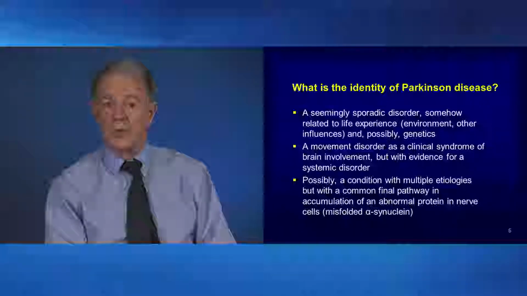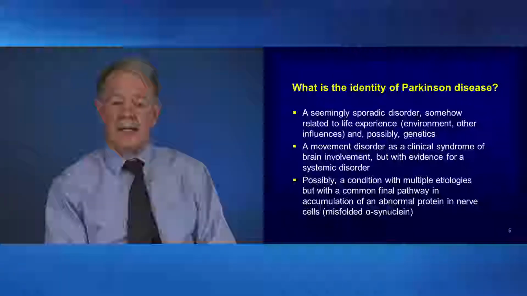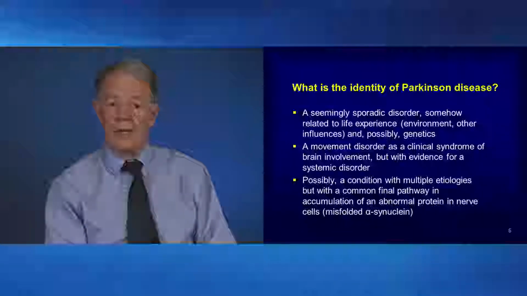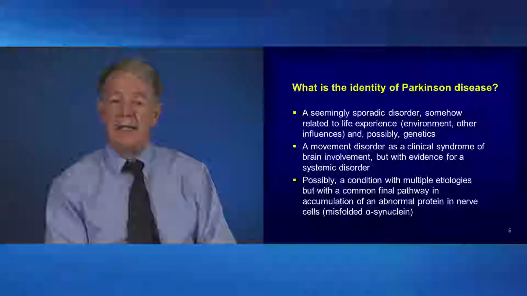It's a movement disorder for the most part, at least to people living with it, and it has a clinical syndrome that comes from the brain, but it has evidence for being systemic, that is, widely distributed throughout the body, even in the small intestines, in the heart, in the skin, and we'll talk about some of those clues as the lecture goes on. It's possibly a condition that has multiple causes, but we really don't know exactly what initiates it for most people, and it seems to have a final common pathway leading to a misfolded protein that's in every cell of the body, and we'll talk about that protein, which is called alpha-synuclein, which is misfolded, that is, not in its normal molecular structure.